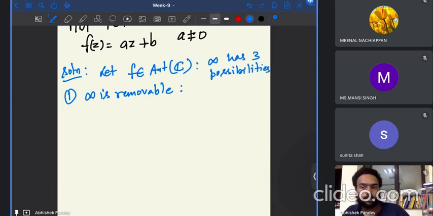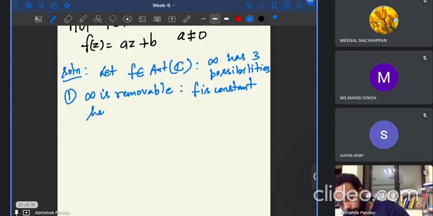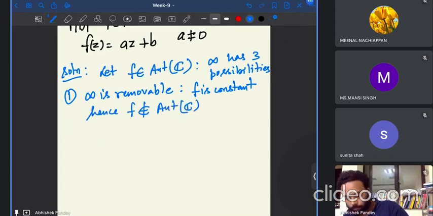For an entire function, if infinity is a removable singularity, what does it mean? f is constant, and it means that f cannot belong to Aut(C), because a constant function is not onto, and also not one-one. The second possibility is that infinity is a pole. In this case, f is a polynomial.